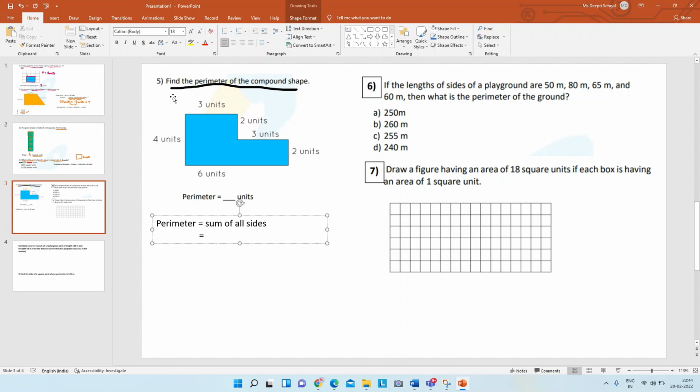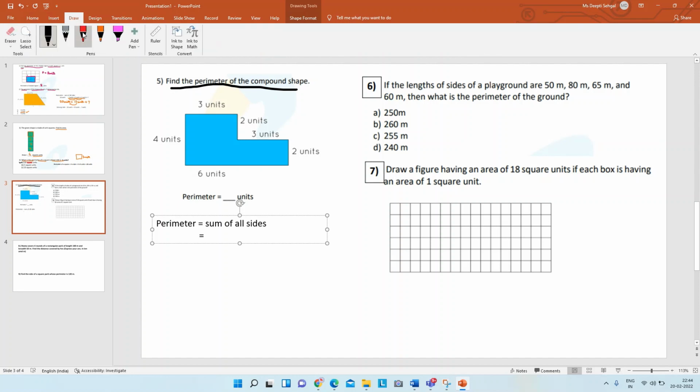Starting from this side, the first side is 3 units. So let's start from here. 3, then next after 3 it is 2, then again after 2 next is 3. Yes, very good. Then next is 2. So we will write here 2. After 2 the next one is 6 and the last one is 4.